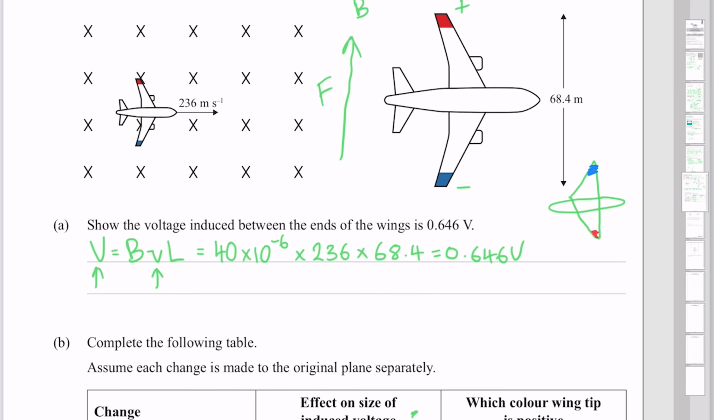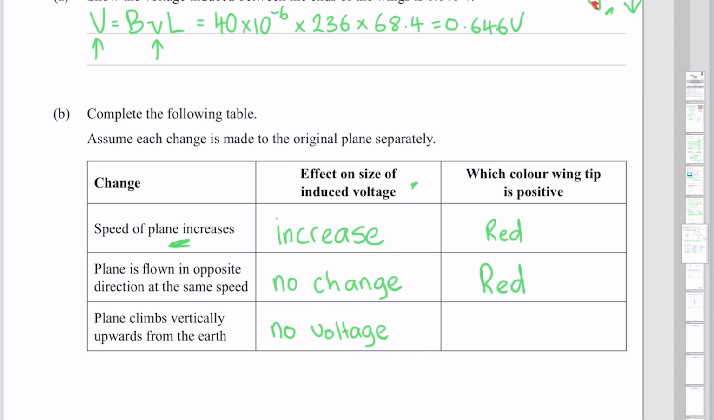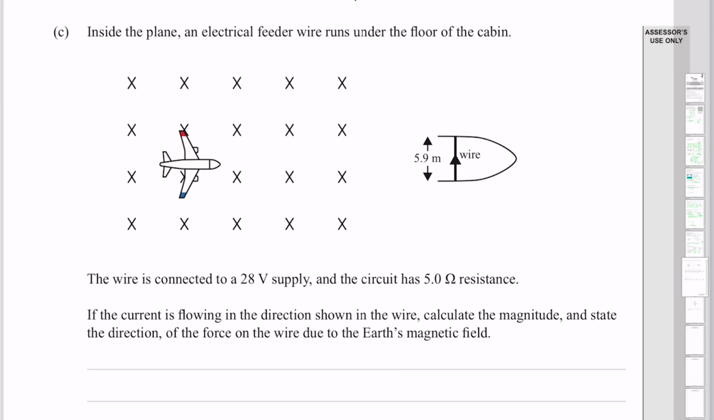So if the plane is going in the opposite direction, we will expect that the force on the positive charges is going to be in the opposite direction as well. But because the plane has turned around, the red is now on the bottom, which means that the positive end is still going to be the red tip. And if the plane climbs vertically upwards from the Earth, well, we're going to have no voltage at all, so neither, I guess.